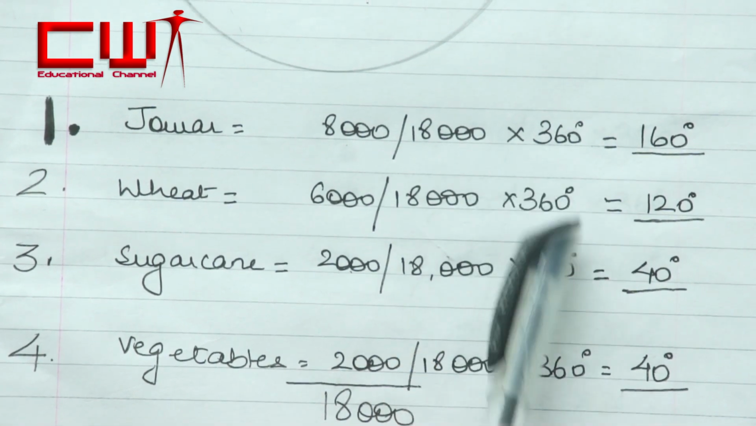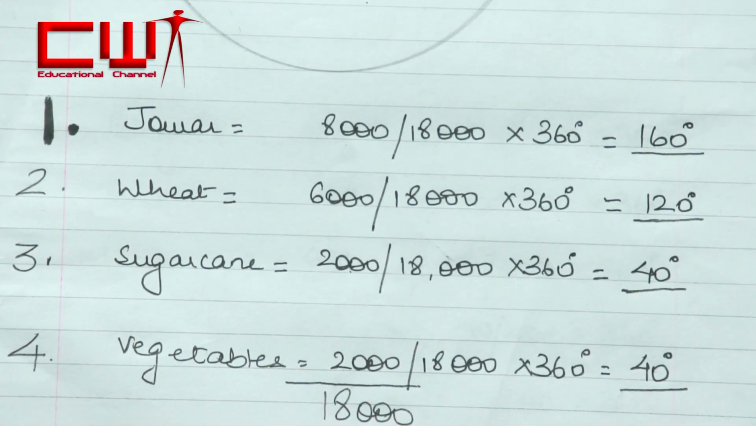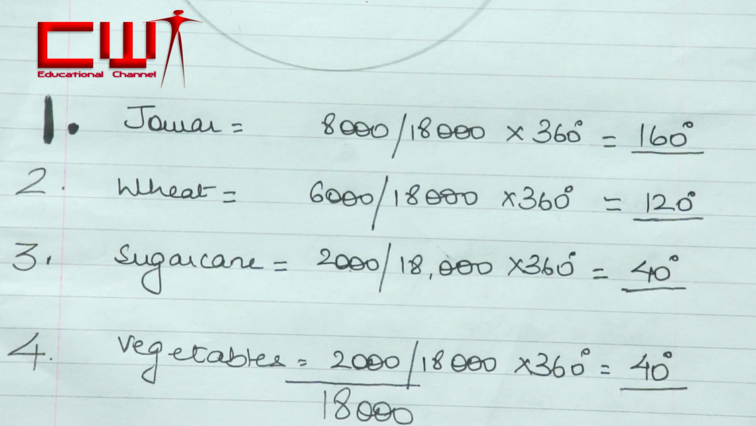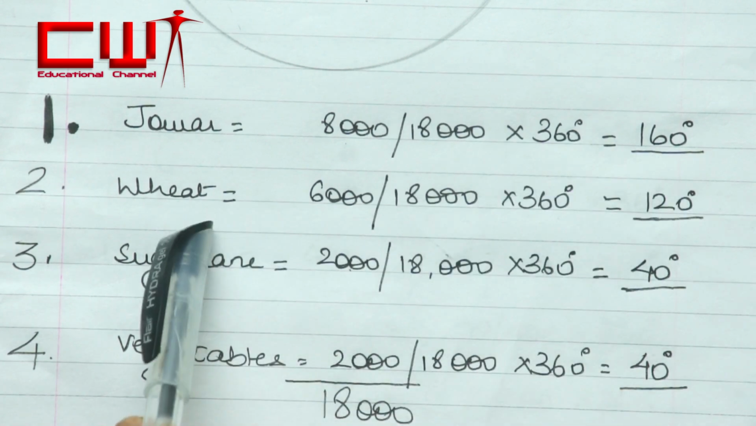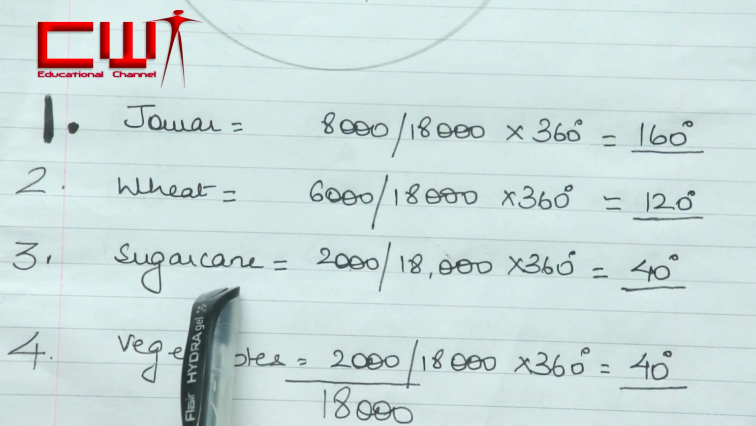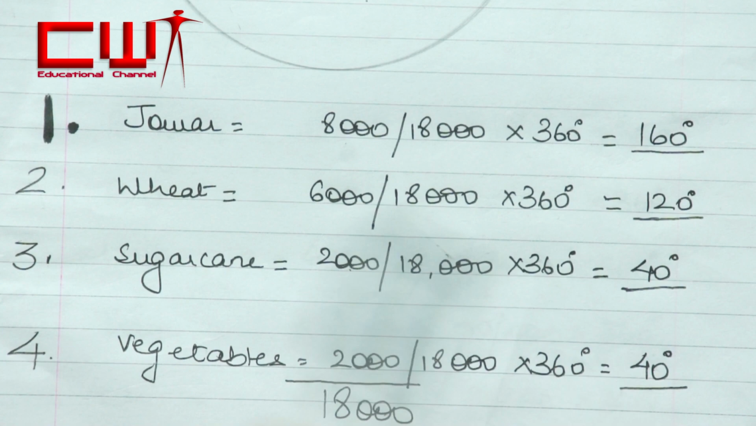That is 8,000 divided by 18,000, 6,000 divided by 18,000, 2,000 divided by 18,000 and again 2,000 divided by 18,000. Multiply each individually by 360 degrees. Why are we multiplying by 360 degrees? Because we have to represent each of them in the form of degrees. So you will get jowar as 160 degrees, wheat as 120 degrees, sugarcane as 40 degrees and vegetables as 40 degrees.